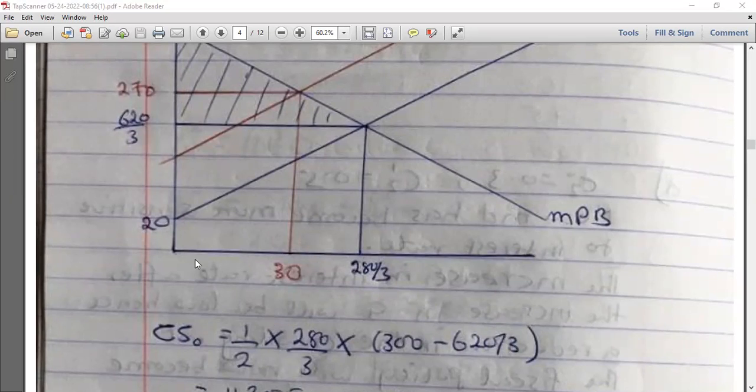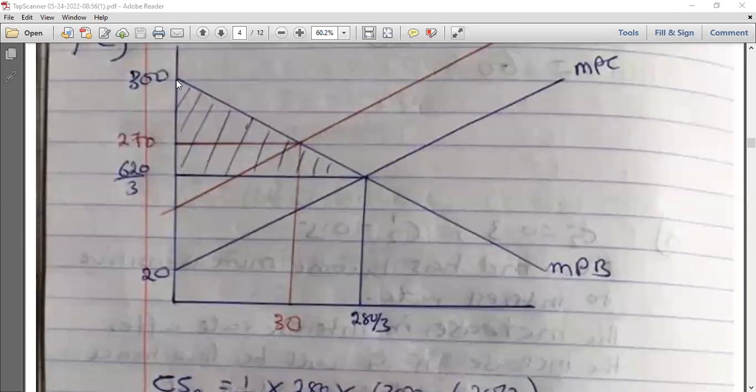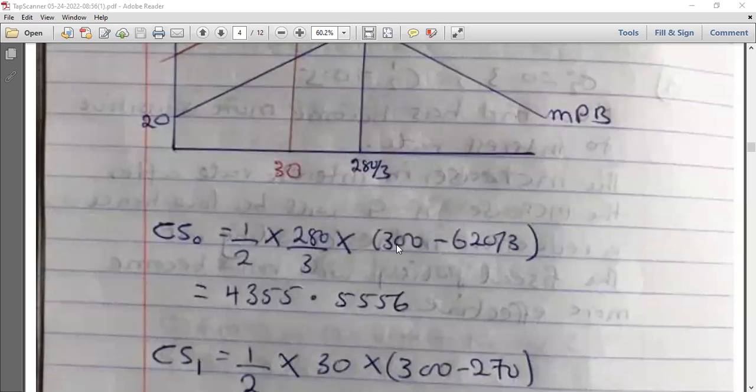Right. So the base is the competitive quantity. That is what we have here. And as I said, the height is going to be the distance between this intercept and the competitive price. So that is what we have here. You just have to simplify this, and I don't know if my calculations are right, so please make sure you verify that. That will be the initial CS, under the competitive conditions.